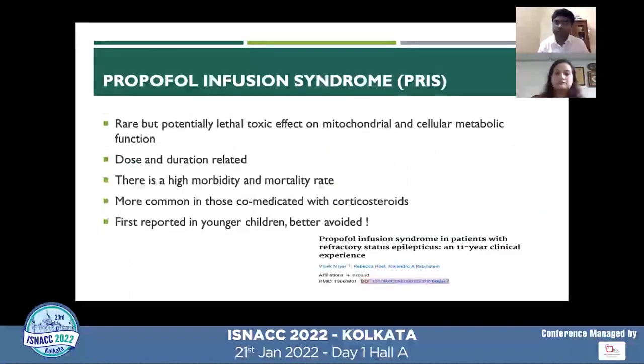A short word on propofol infusion syndrome: a rare but potentially lethal toxic effect on mitochondria and cellular metabolic function. It is dose and duration related. There is high mortality and morbidity associated with a rise in creatine kinase levels, rhabdomyolysis, metabolic acidosis, ECG changes, refractory shock, or all of these clinical manifestations. It was first reported in younger children, which is why it is better avoided.